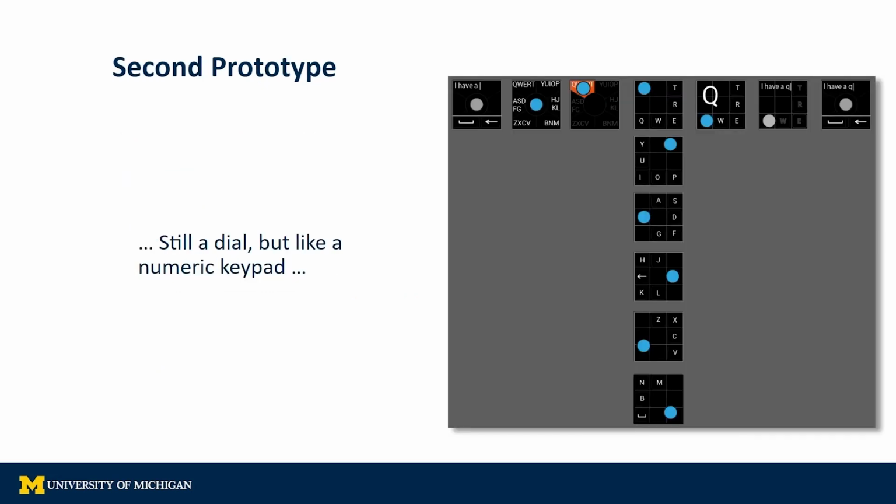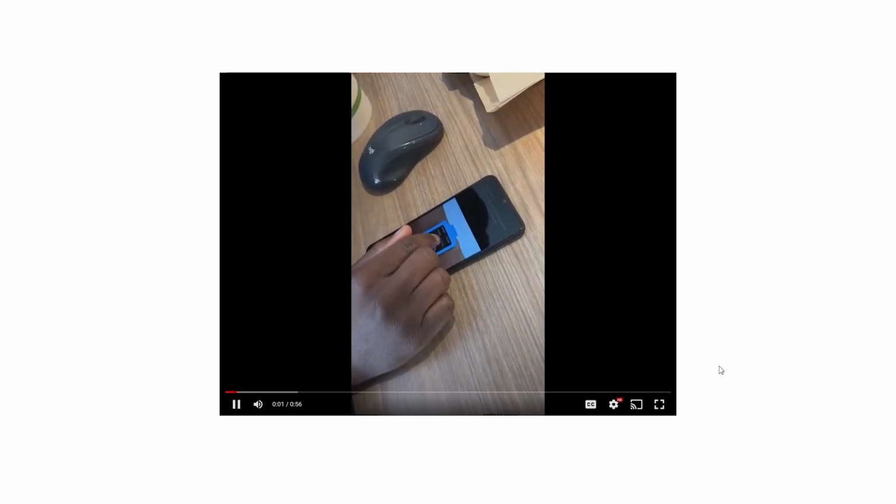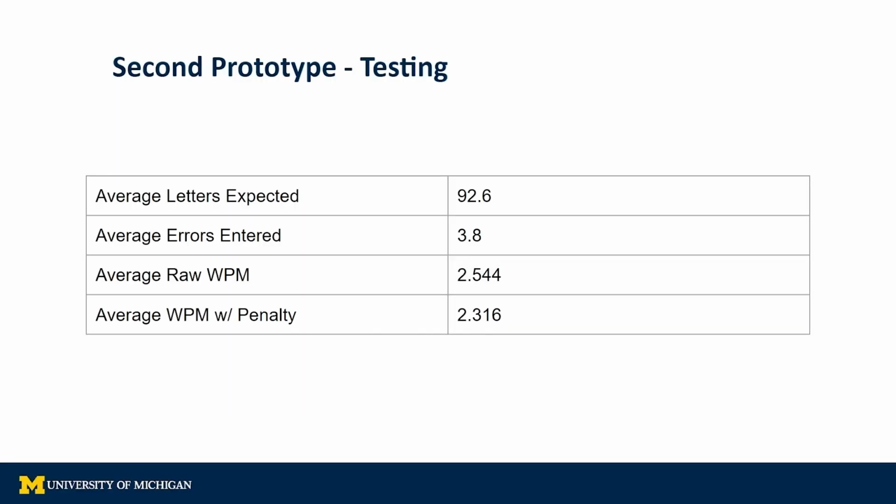So for our second prototype, we made an indirect dial where you would hold the middle and drag out to one of the 6 directions, pick which group of letters you wanted, and drag again, pick your specific letter. So this is a video of one of the users we tested our second prototype on. For each test, there was an average of about 3.8 errors entered, with a raw words per minute of 2.54, and including penalties, our average words per minute was 2.316.